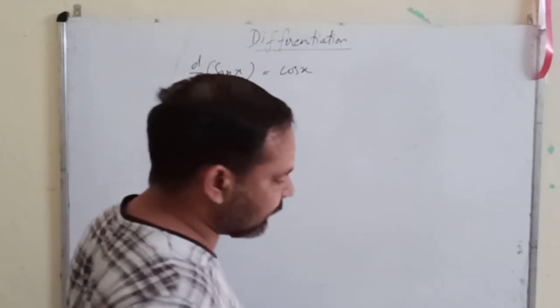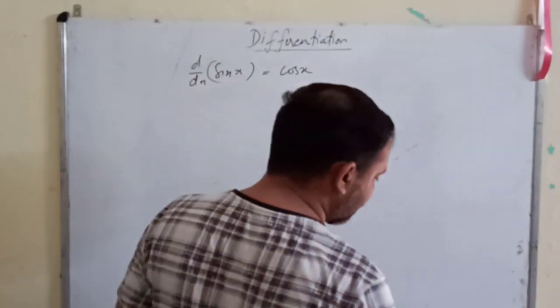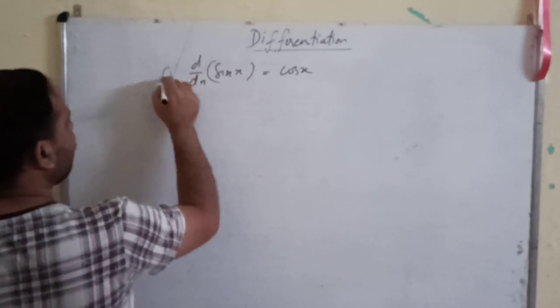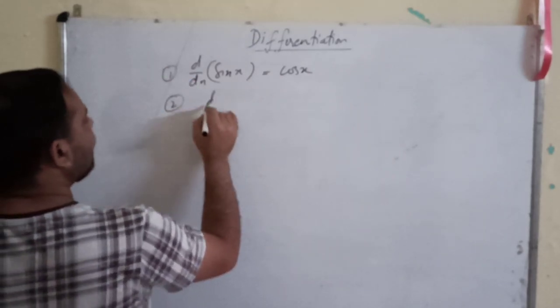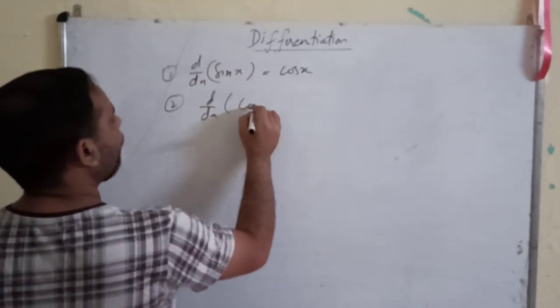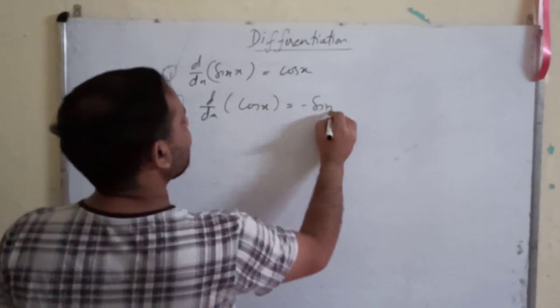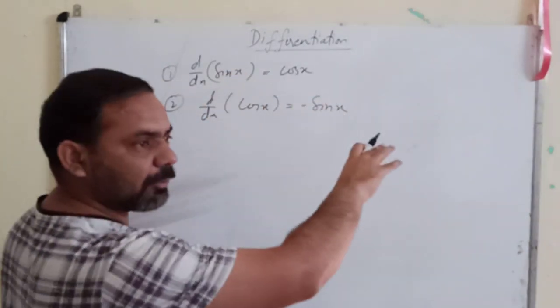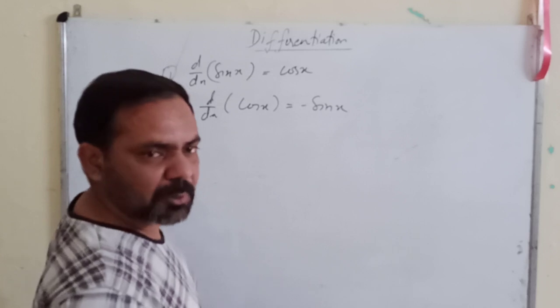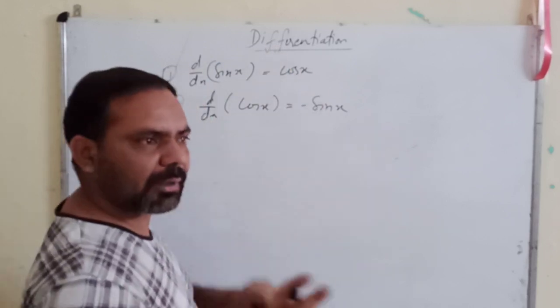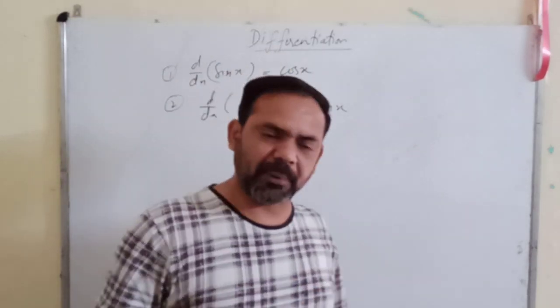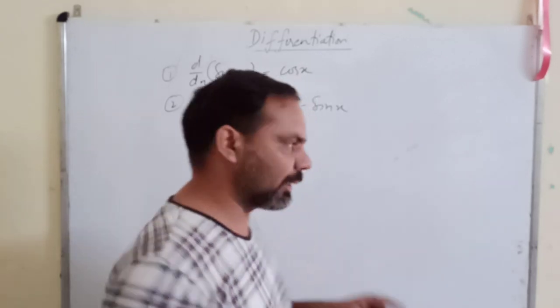One formula is this: d by dx of sin x is cos x. Then d by dx of cos x equals minus sin x. All of them will be obtained by the first principle method. I am not describing all of them. You will discuss this particular thing again in your mathematics class.